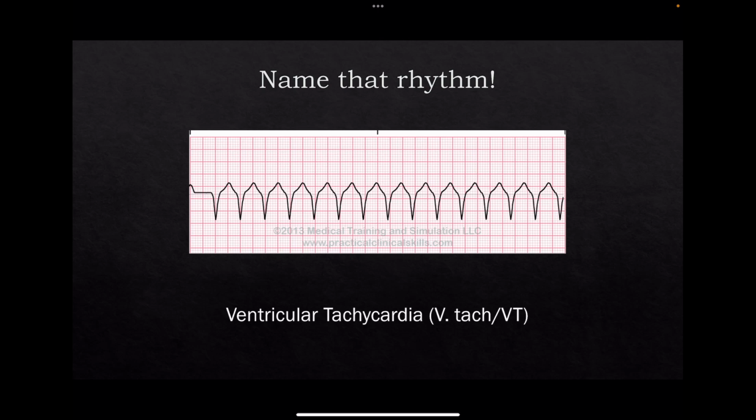Okay? How many PVCs in a row must you have before you're considered to be in VTAC? 3. After your third, then you're in VTAC. You can have 3 beats, 2 beats, it's just PVCs, couplets, triplets. But you start getting 4 or more, then it's non-sustained VTAC. And you can even write in your notes, they had a 27 beat run of NSVT. That's how many beats they had.